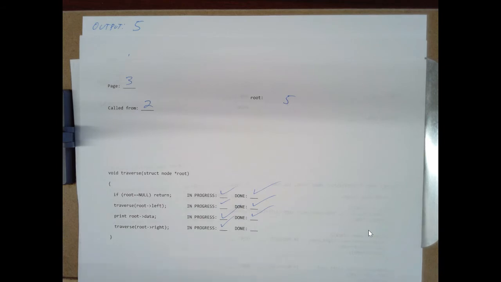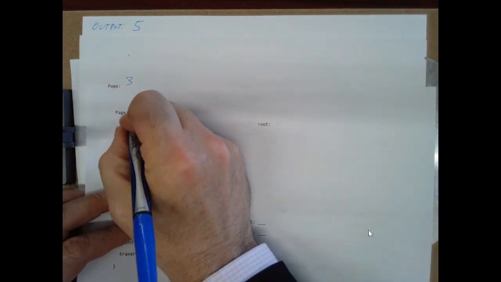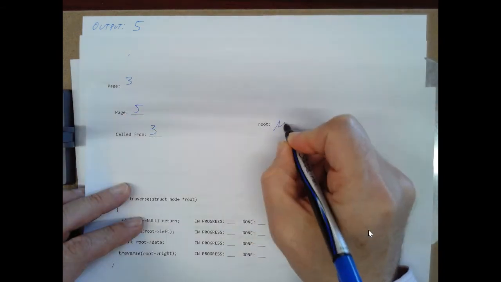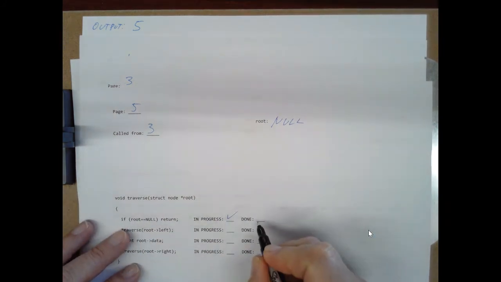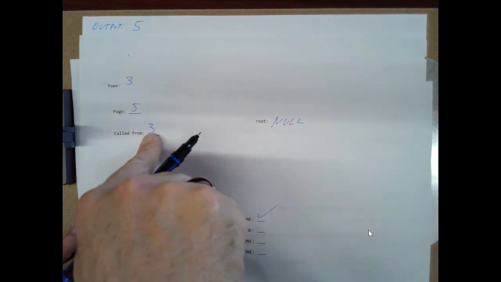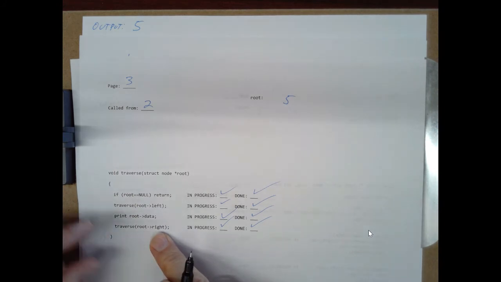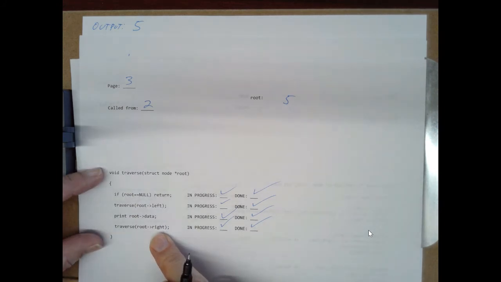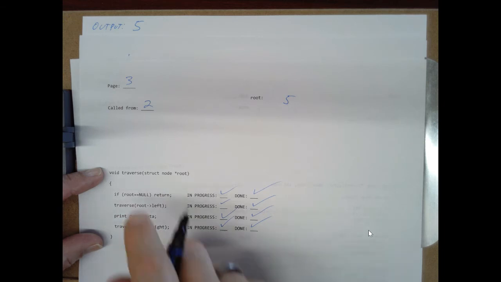So we make a new call frame called from page 3 with root equal to null. Is root equal to null? Yes, so we return to page 3, and now we're done with traverse root arrow right. So this code traverse is finished. It returns. Where does it return? It returns to page 2.